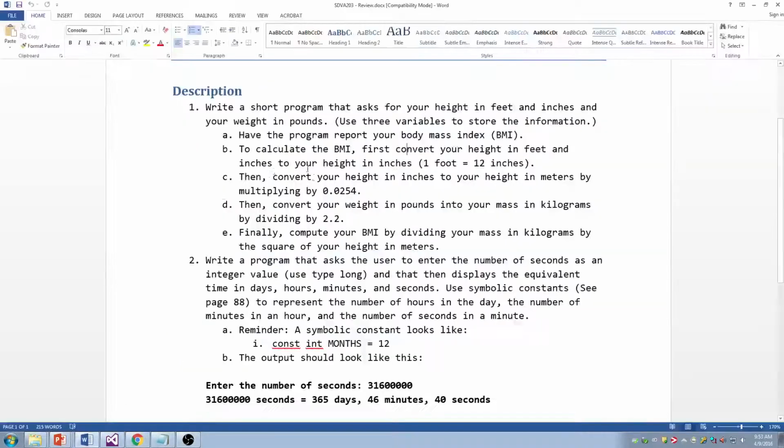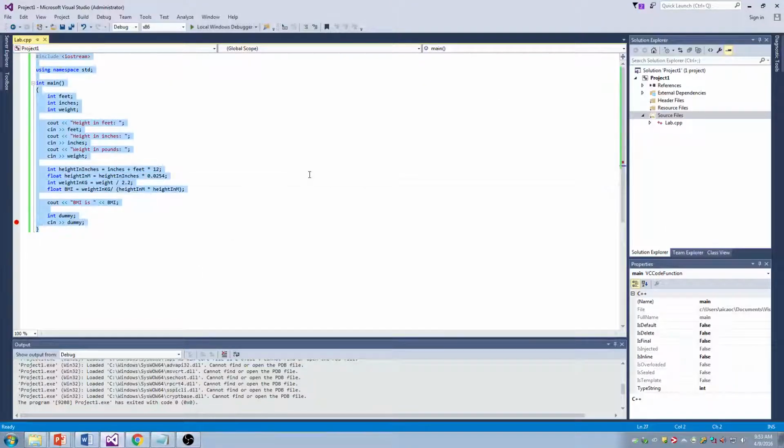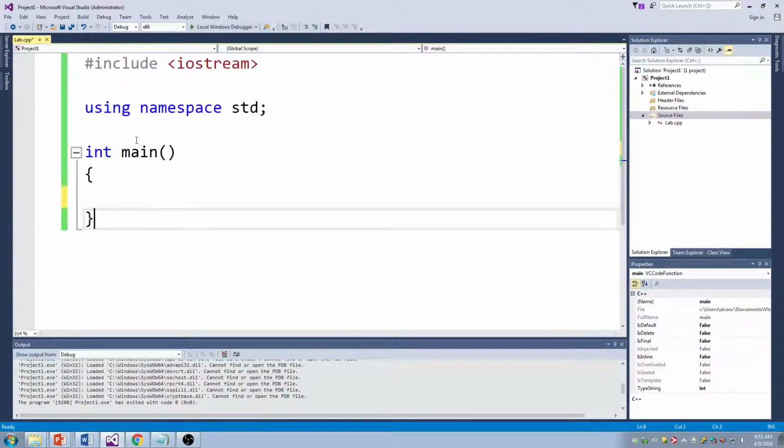So the lab, number 1: write a short program that asks for your height in feet and inches, and then outputs your BMI. The program itself, I'm just going to do this all over again. You guys can see it.